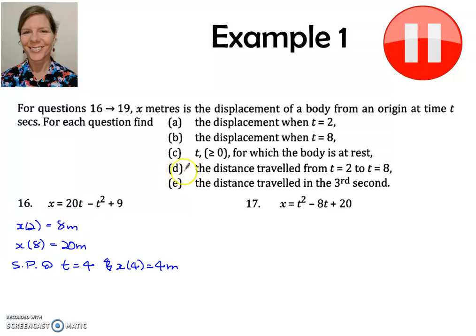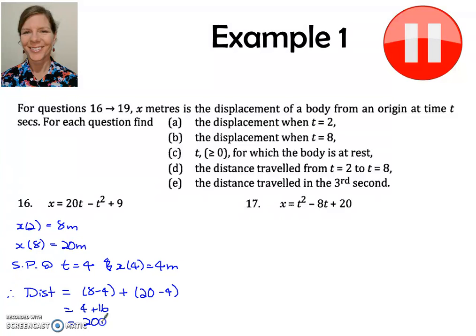So when you're working out the distance travelled, it's going to be the difference between 8, so it's gone from 8 metres, come back to 4. So that's 8 minus 4, plus, it's gone out from 4 out to 20, so 20 minus 4. Now obviously that gives you 4 plus 16, which gives you 20 metres.